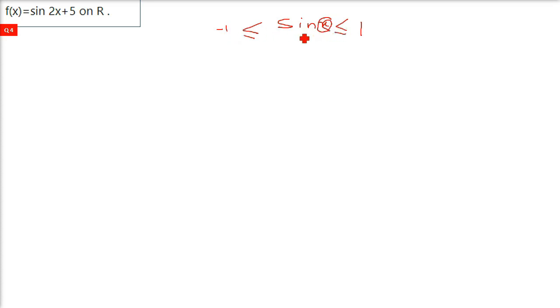Now this x can be theta, this x can be 2x, this x can be anything. So when we write sin 2x, nothing changes. It still is between -1 and 1 only. So this is the answer. Now in order to match this, we have to match this, right? Because the function is plus 5.